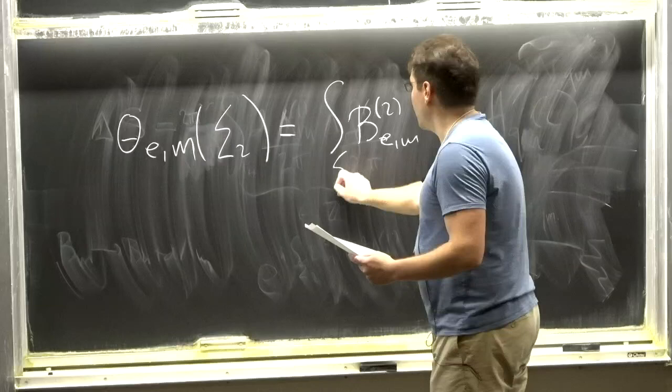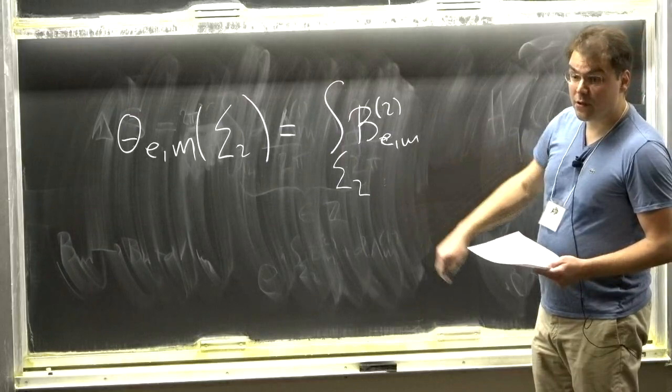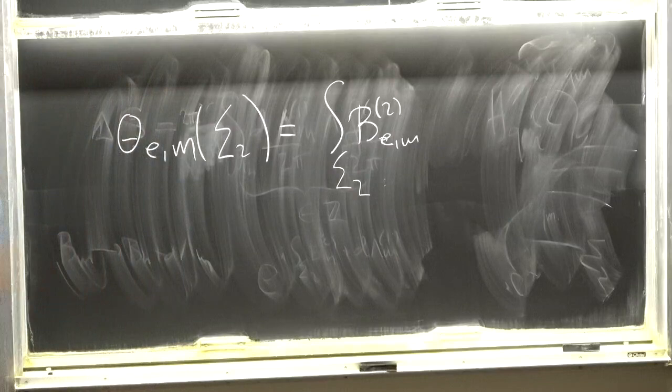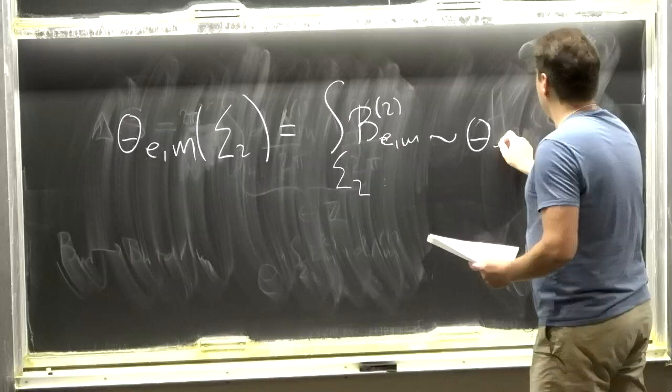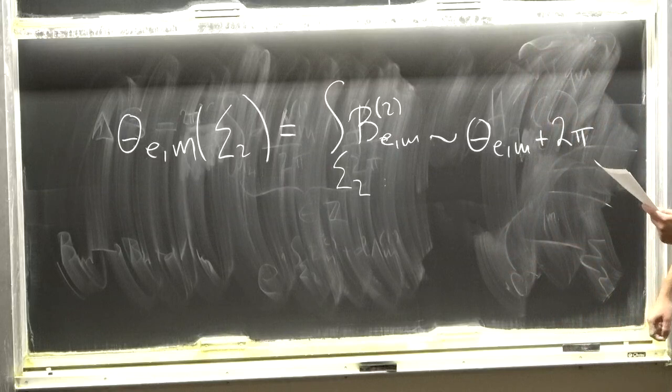And if B is flat, then the dependence on this two cycle is topological. And because B itself shifts by d lambda, which has 2 pi integer fluxes, this is really an angle. So it has 2 pi identifications. So you can think of these integrals over B, or these holonomies of B, as angles.